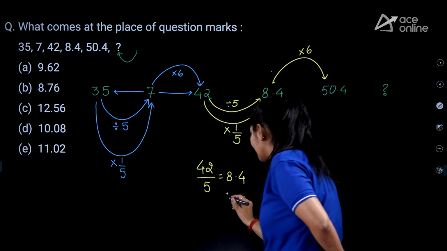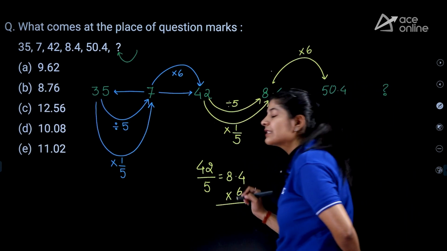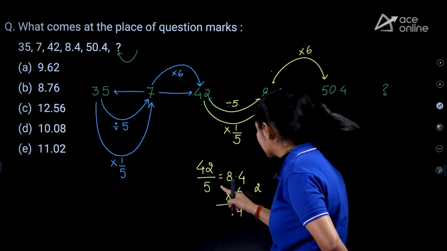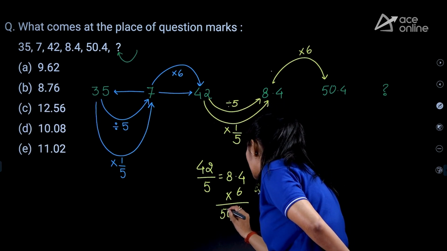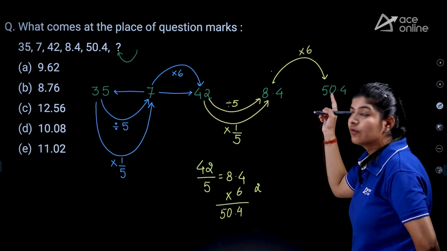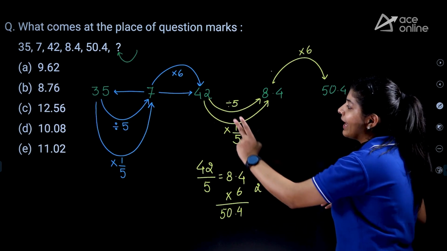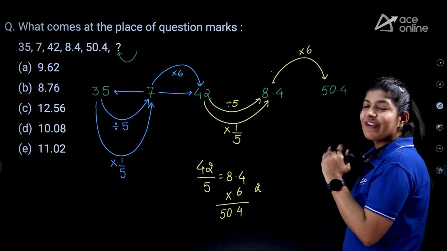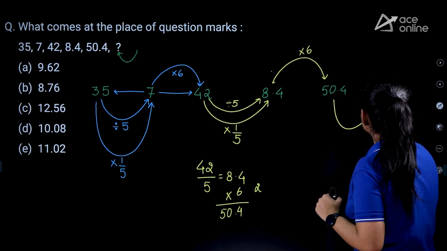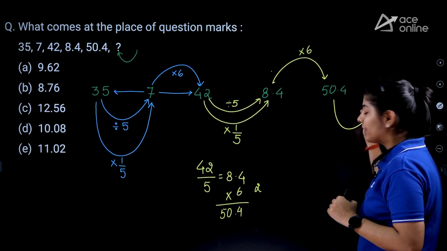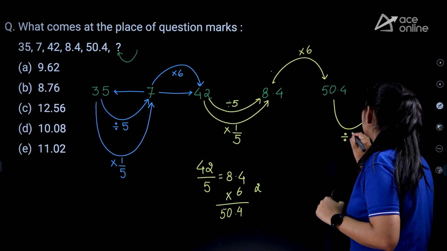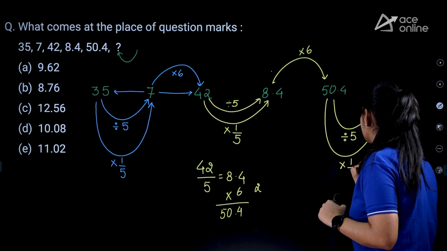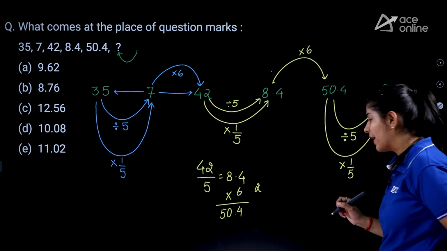So when I multiply it by 6, I know that 6 into 4 is 24. So here the 2 is carried forward. 48 plus 2, that is 50. And 50 plus 4, that's what we are having over here, okay? So I know that if I am having a pattern of divided by 5 into 6, divided by 5 into 6, the next thing that will come at this place should be on the division by 5 or on the multiplication by 1 by 5.